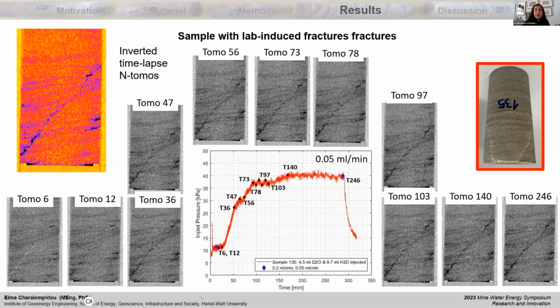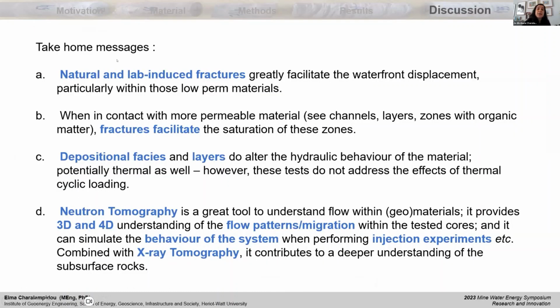So going to the discussion, which also stands for the conclusion section, I will try to wrap up the take-home messages. The lab-induced fractures greatly facilitated the waterfront displacement, particularly in these low-permeability materials. There was always an interaction between some more permeable zones, which could be channels, layers, or zones with organic matter, and the pre-existing fractures, either natural or lab-induced.